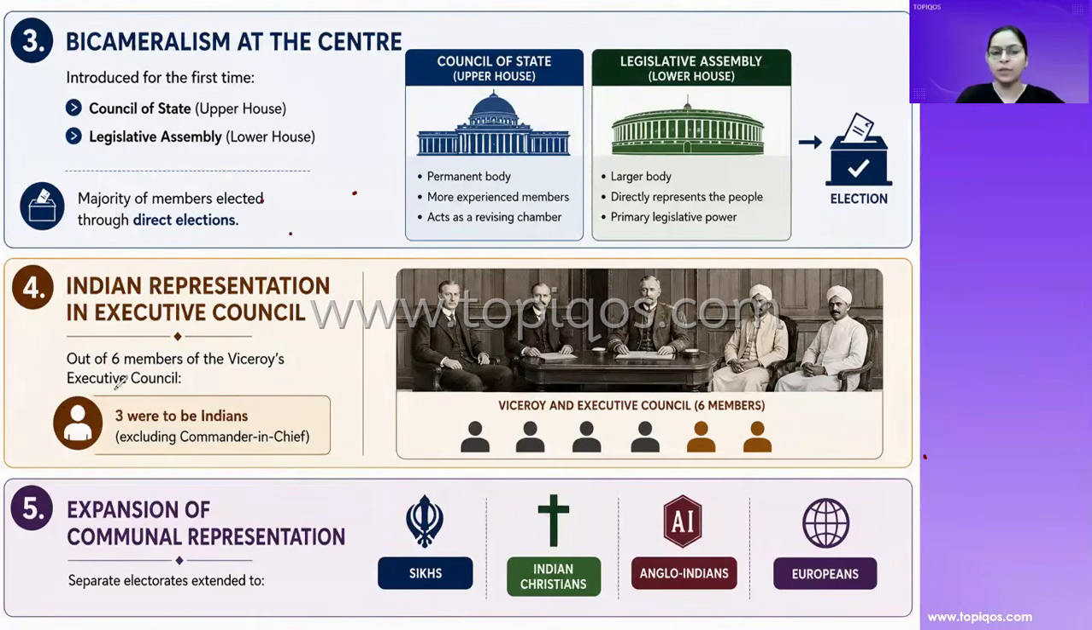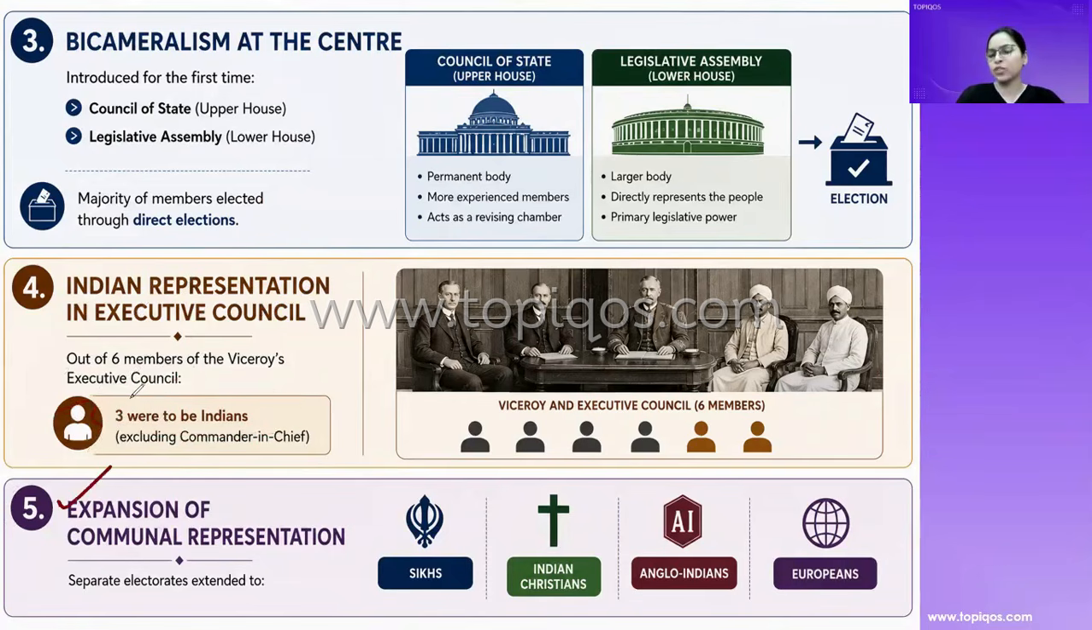Now, this was fulfilled. Out of the six members in the Viceroy's Executive Council, three were to be Indians, except the commander in chief. So, the commander in chief could not be an Indian, but the remaining members could be Indians. Okay, so three were to be Indians. Okay, that you need to remember.